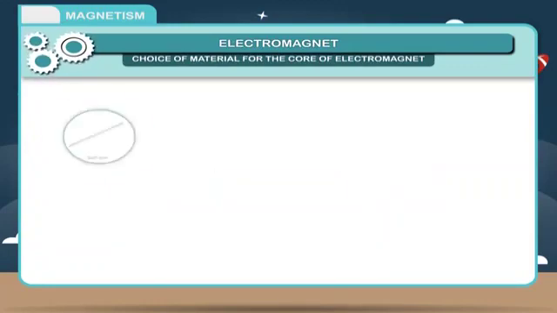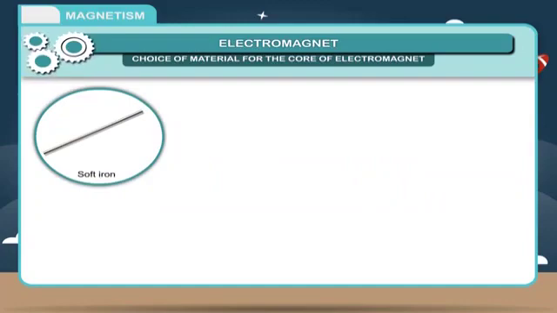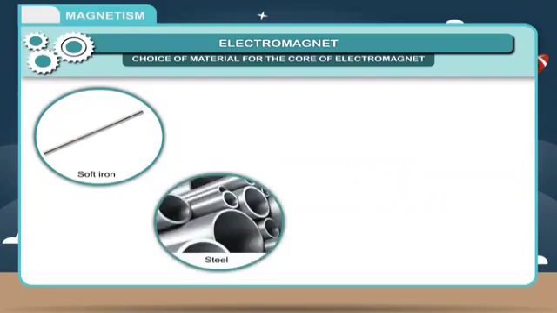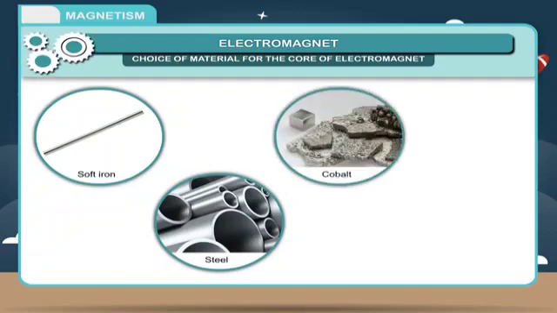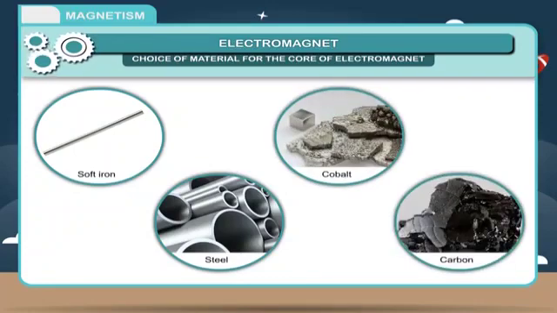These are: 1. Soft iron core, best. 2. Metals that have a high iron content also can be used. For example, steel. 3. Cobalt, rare. 4. Carbon, rare.